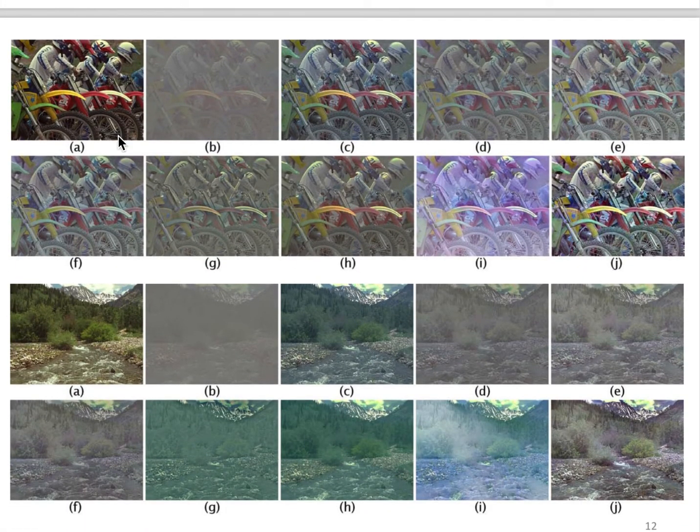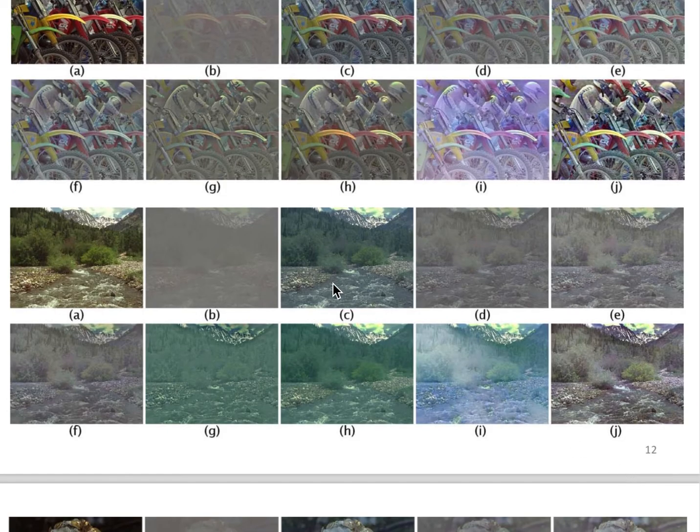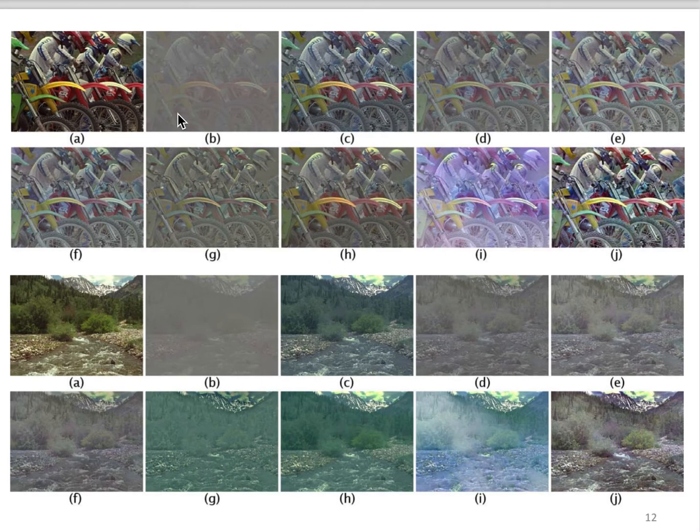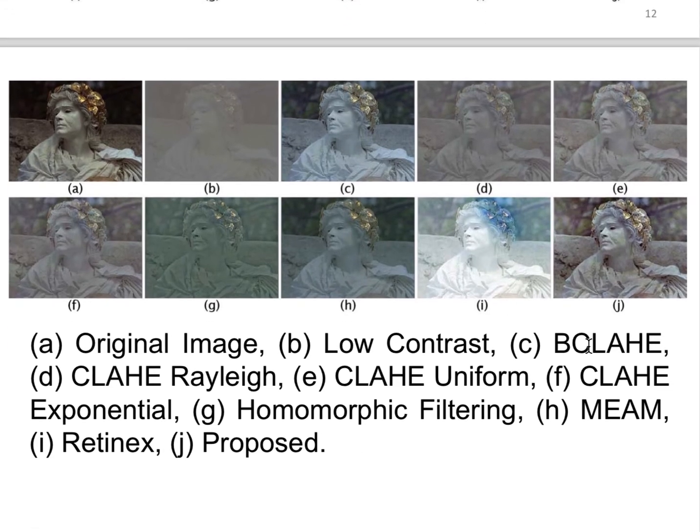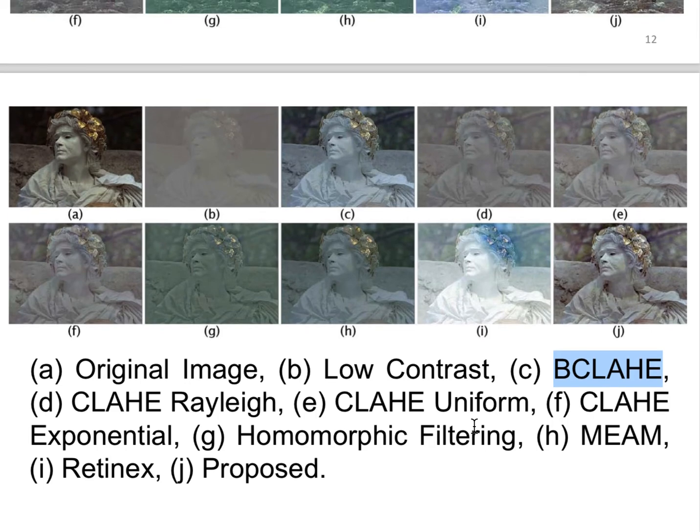Now, I have some examples here. This is the original image. This is the blurred or distorted image. And from this distorted image, we get this one, which is J. So this is the original image, the distorted image, and we get this image J again. The other images are the results of various other restoration techniques. For example, this one, image C, is B CLAHE, that also produces a very good image restoration.